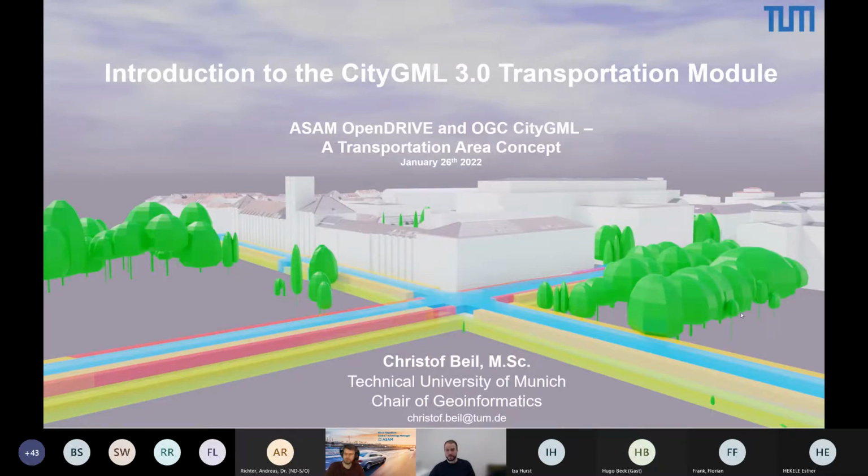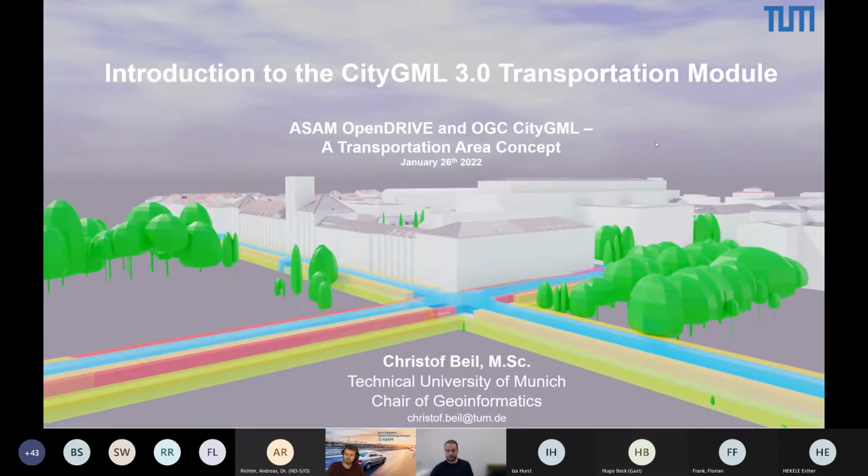My name is Christoph Beil. I'm a researcher at the Chair of Geoinformatics, focusing on street space modeling in the context of semantic 3D city models. And today I want to introduce to you the CityGML standard and especially the CityGML 3 transportation module within the standard.